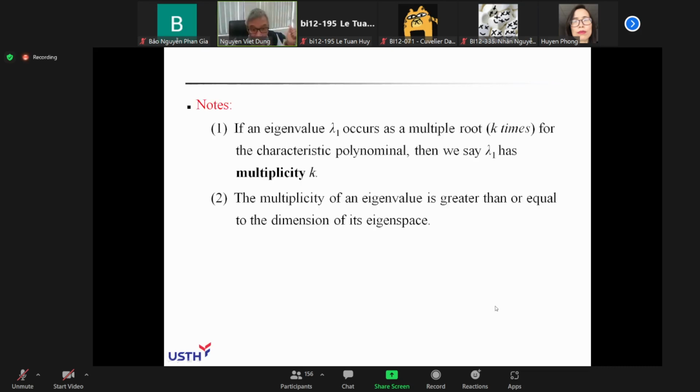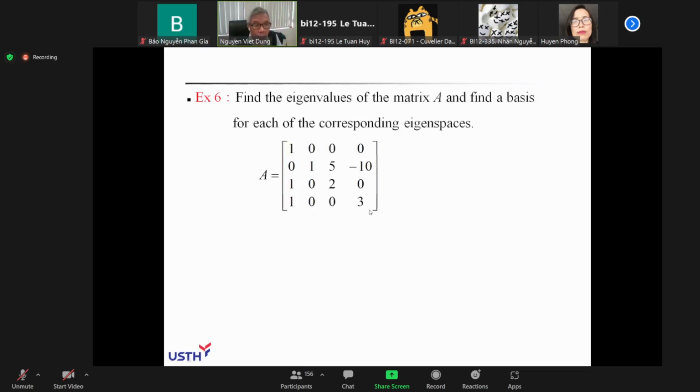So that is what we write here. Okay, next. Now you are required to find the eigenvalues of the matrix A like that, and you need to find a basis for each of the corresponding eigenspaces. So now, more than finding the eigenvector, you need to find the eigenspace, and for each eigenspace, you need to find a basis.